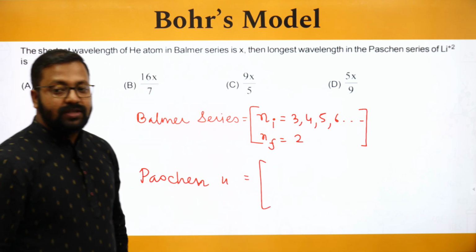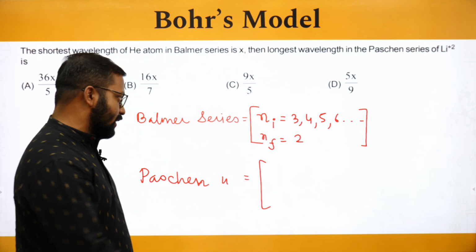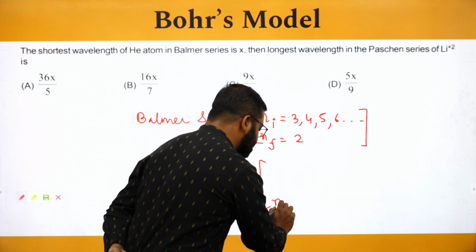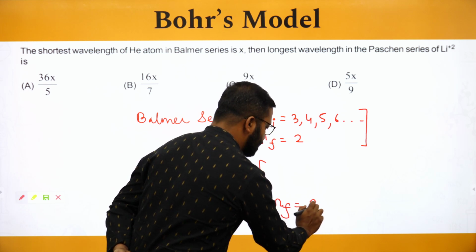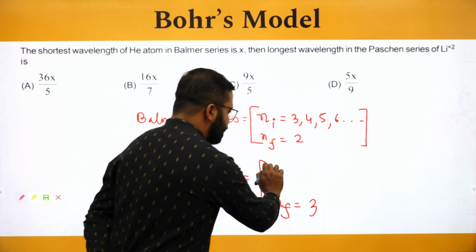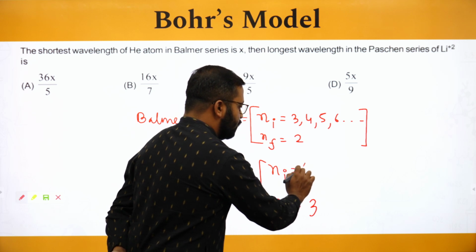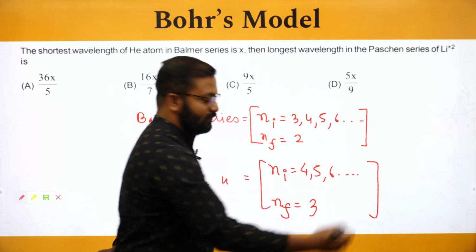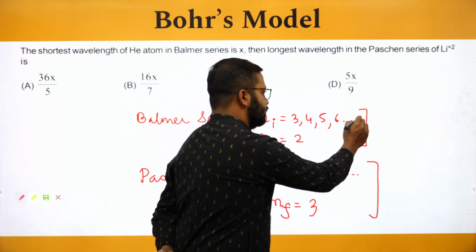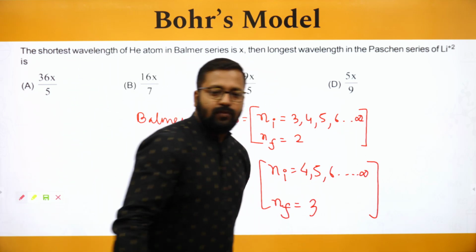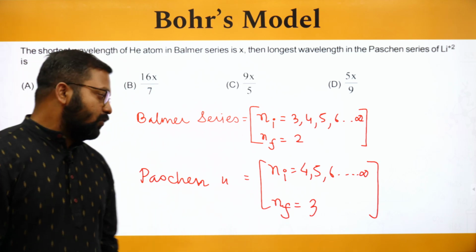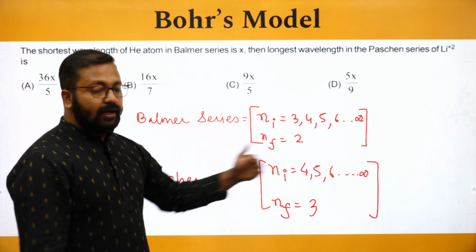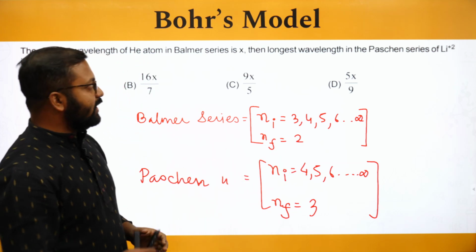Tell me, what will be the Paschen series? After Lyman comes Balmer, after Balmer comes Paschen. So for the Paschen series, n final becomes 3 and n initial will be 4, 5, 6, and so on and so forth until infinity. So while jumping down, if it jumps to the third energy level, it will be the Paschen series.